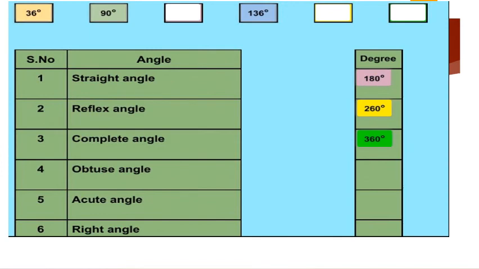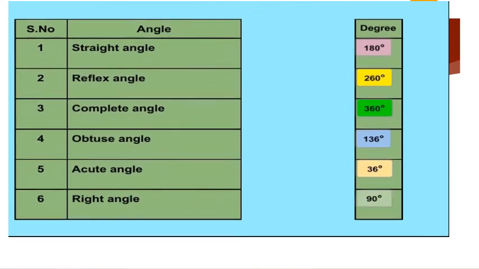Obtuse angle, angle which is in between 90 degrees and 180 degrees. So 136 degrees is the correct answer. Acute angle, less than 90 degrees, is nothing but 36 degrees. Right angle, everybody knows that right angle is nothing but 90 degrees.